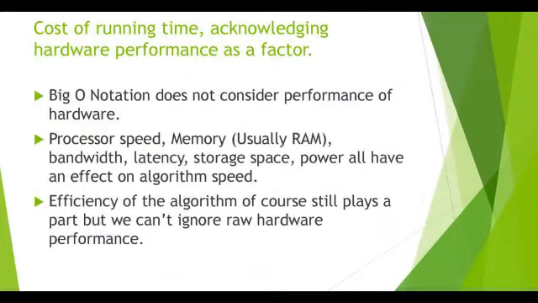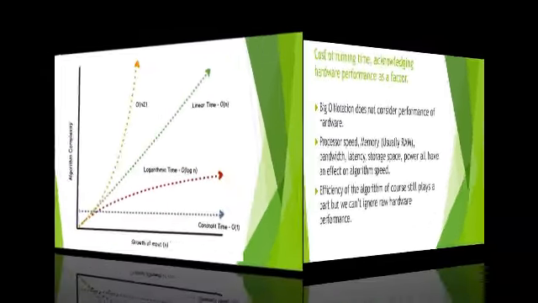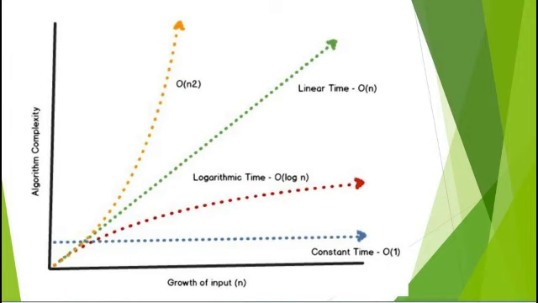Cost of running time: acknowledging hardware performance as a factor. Big O notation does not consider the performance of hardware. Processor speed, memory (usually RAM), bandwidth, latency, storage space, and power all have an effect on algorithm speed. The efficiency of the algorithm, of course, still plays a part, but we can't ignore raw hardware performance. Big O shows how the algorithm will perform based on big and small inputs.